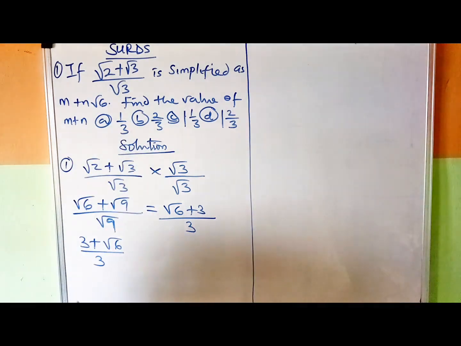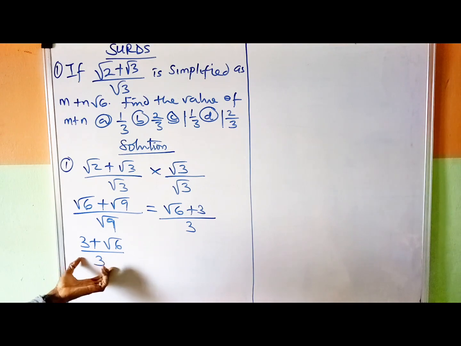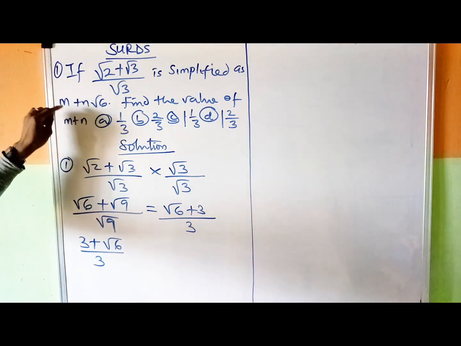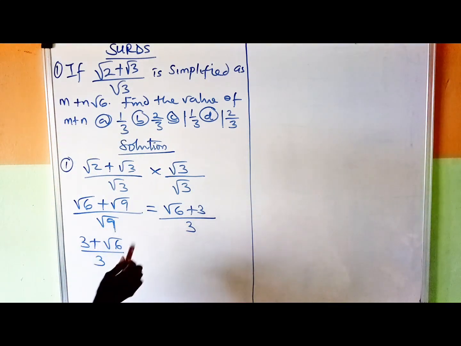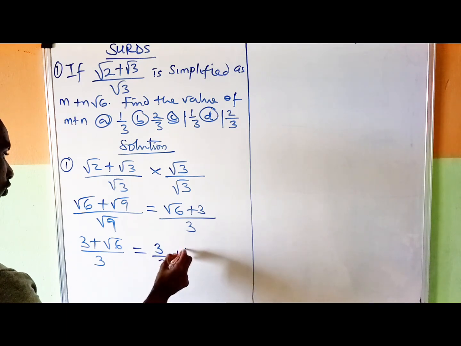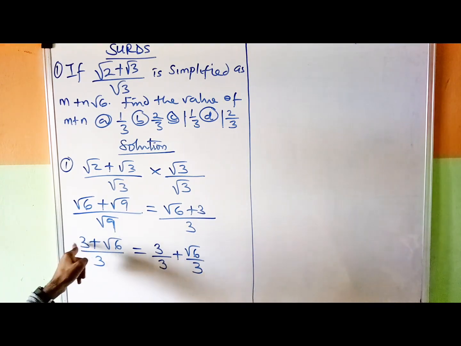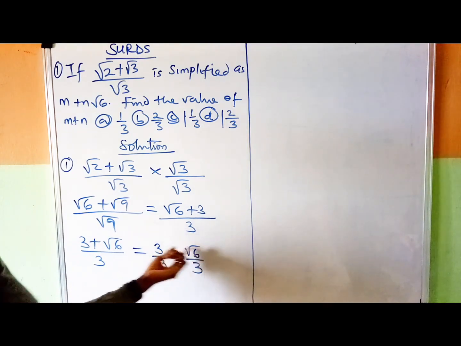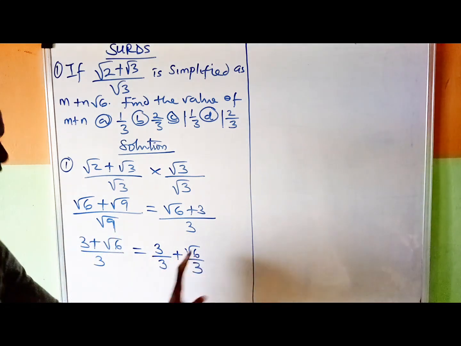But the question says it's simplified in this manner, m plus n root 6. So what can I do to make this look like this so that I can find the values of m and n? Very simple. You split this fraction. When you split it, you have 3 divided by 3 plus root 6 divided by 3. If you find the LCM, it's going to be 3. 3 in 3, 1 multiplied by this 3 gives you 3. 3 in 3, 1 multiplied by 6 gives you root 6.